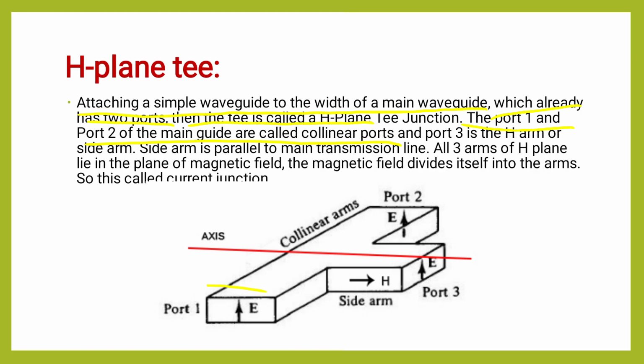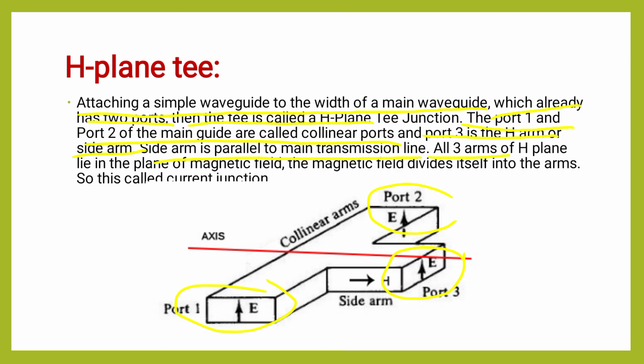The port 1 and port 2 of the main waveguide are called collinear ports. Here observe, it is port 1 and it is port 2. These two are attached to the main waveguide, so these two ports are called collinear ports, and port 3 is the H arm or side arm. This port 3 is called H arm or side arm or auxiliary arm. Side arm is parallel to the main transmission line.